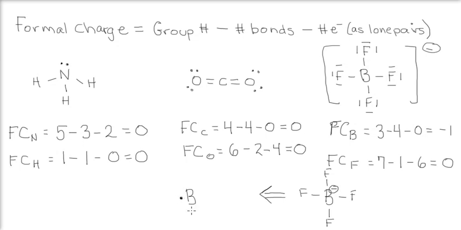boron, boron only really has 3 valence electrons of its own, which means that the 1 extra electron that boron has, which gives it its negative charge, is the electron that came from the fluorine, or one of the fluorines in BF4-. So this 1 extra electron that the boron is sharing with the fluorine is what gives boron its negative charge.